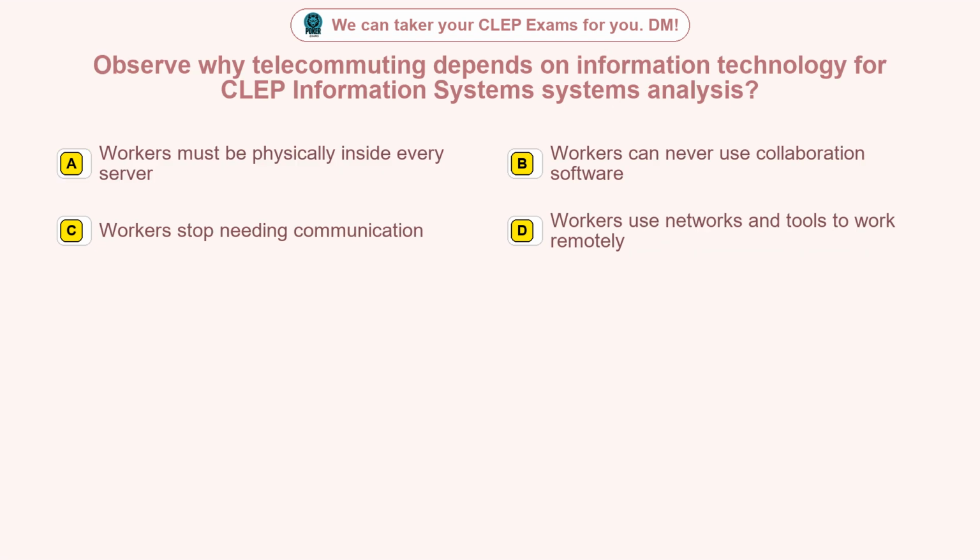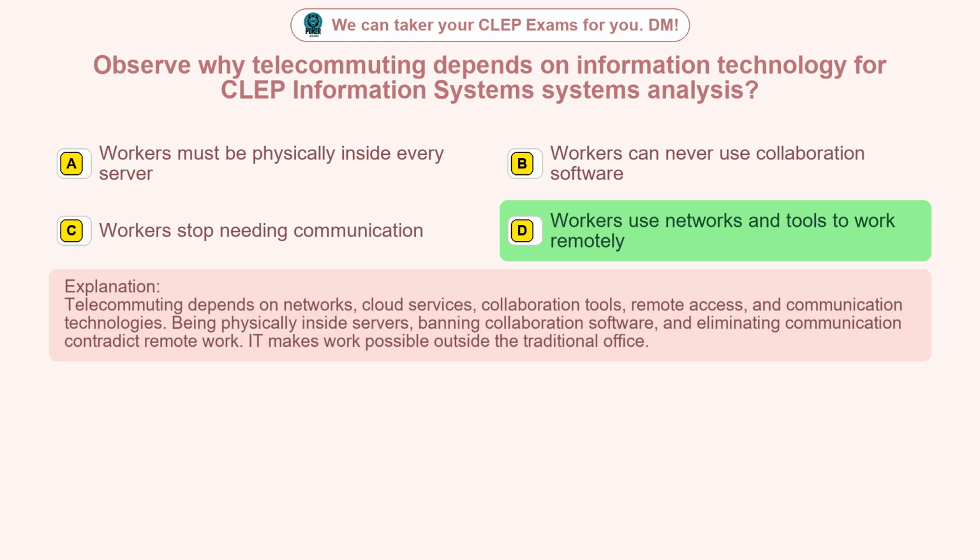Question 99. Observe why telecommuting depends on information technology for CLEP Information Systems analysis. Option A. Workers must be physically inside every server. Option B. Workers can never use collaboration software. Option C. Workers stop needing communication. Option D. Workers use networks and tools to work remotely. The correct answer is option D. Workers use networks and tools to work remotely.